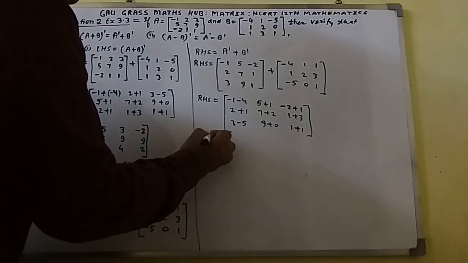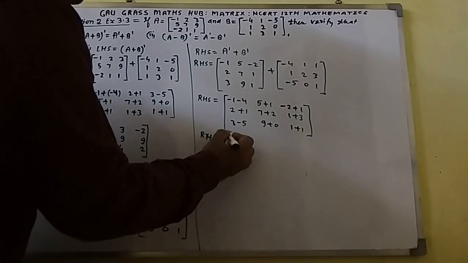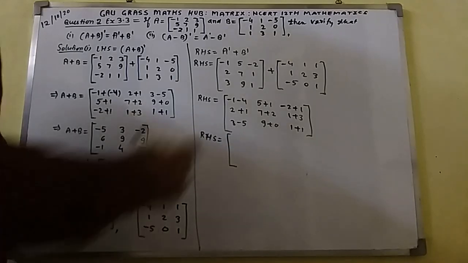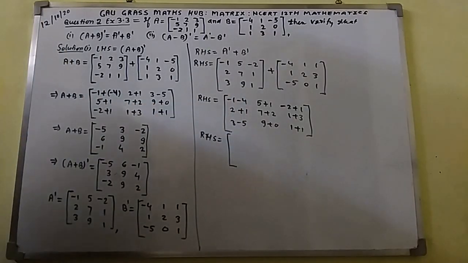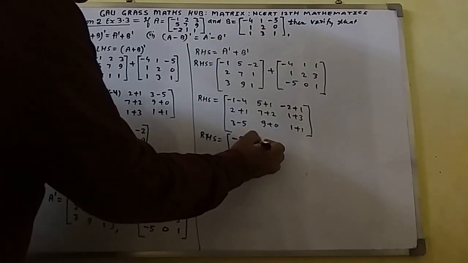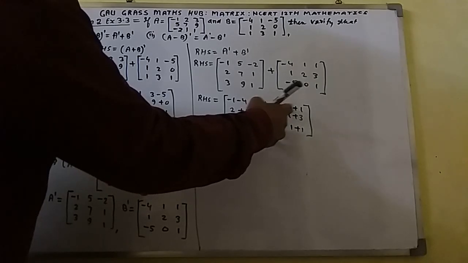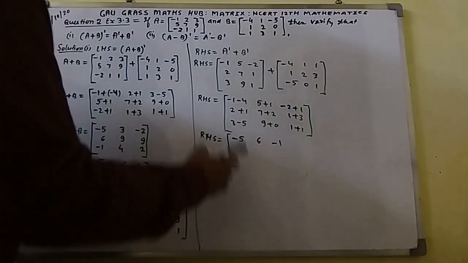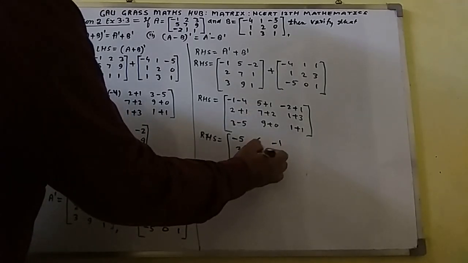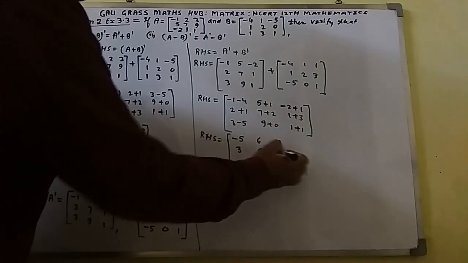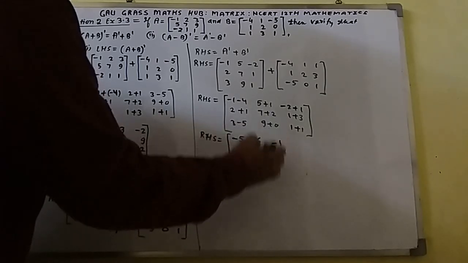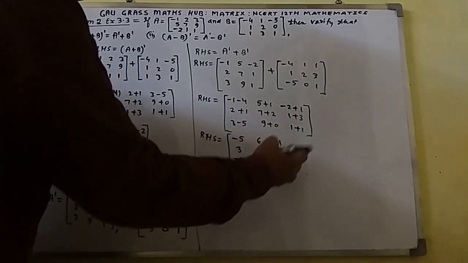RHS is equal to -1 -4, which will get operated, we get -5. 5 plus 1 we get 6. -2 plus 1 we get -1. 2 plus 1 we get 3. 7 plus 2, 9 we get. 1 plus 3 we get 4. 3 minus 5 we get -2. 9 plus 0 we get 9. 1 plus 1 we get 2.